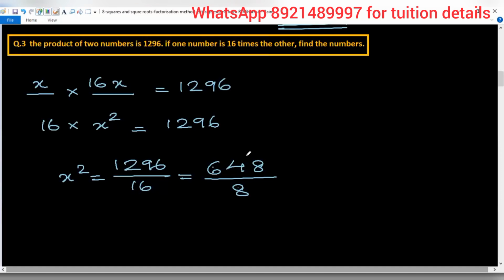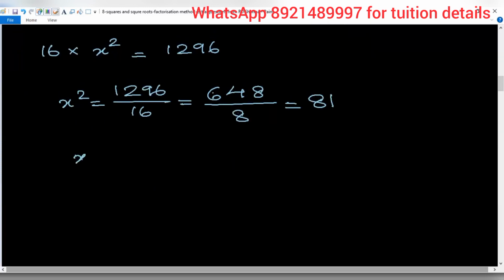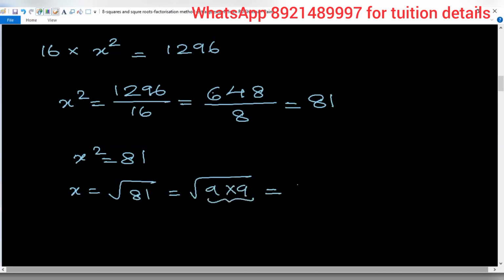Actually, here when we observe, 64 is a multiple of 8 and 8 is also a multiple of 8. So we can directly divide by 8. So 8 times 8, 64, and 1 time 8, 8. So what we have now? Now we got x square is 81. Then what is x? Square root of 81. We know 81 is 9 into 9, right? So from a pair, we can take 1 out, means it is 9. So x is equal to 9.